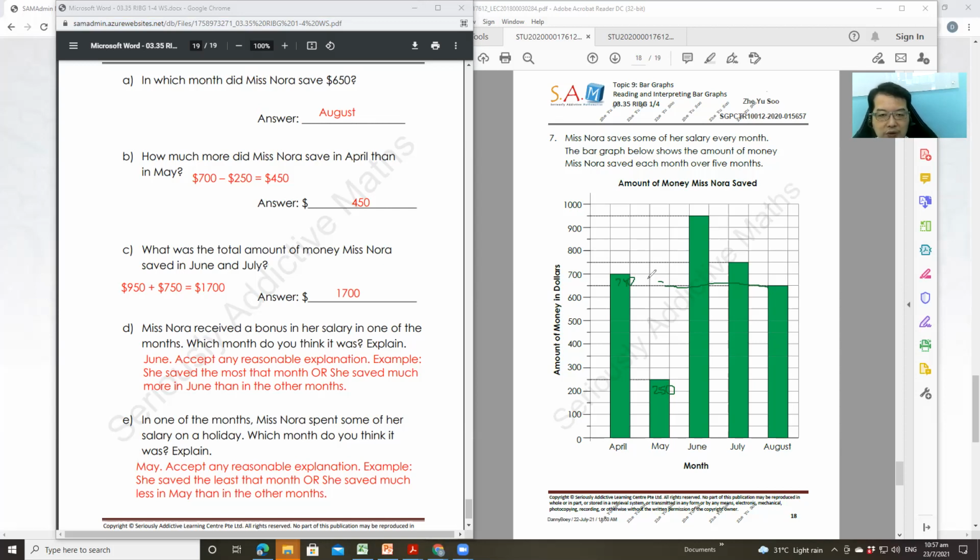C, what was the total amount of money Miss Nora saved in June and July? Okay, find out how much money she saved in June and then add the amount of money she saved in July. So that's 950 plus $750 equals $1,700.